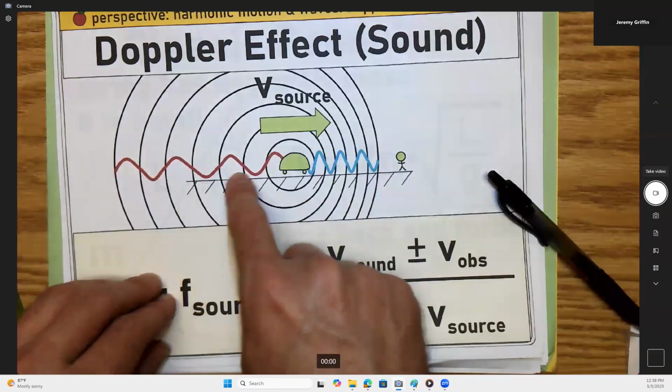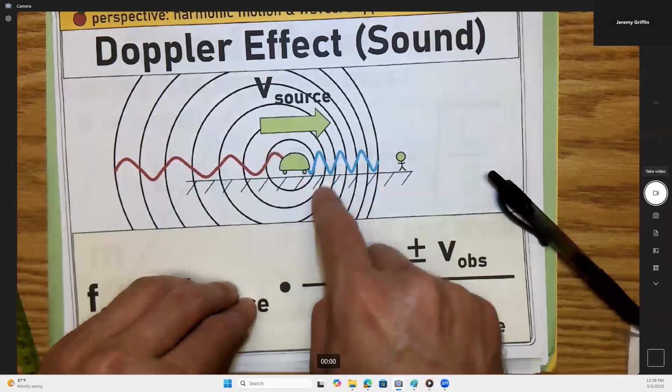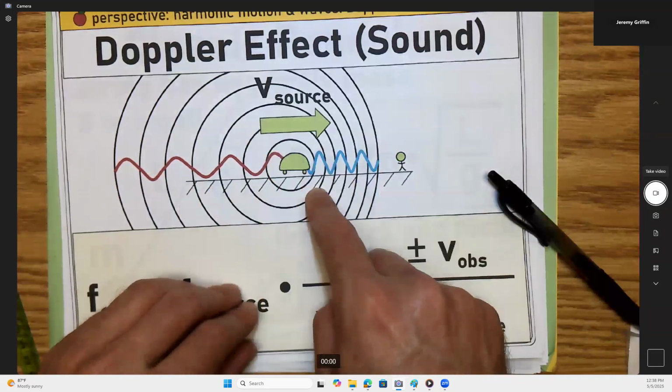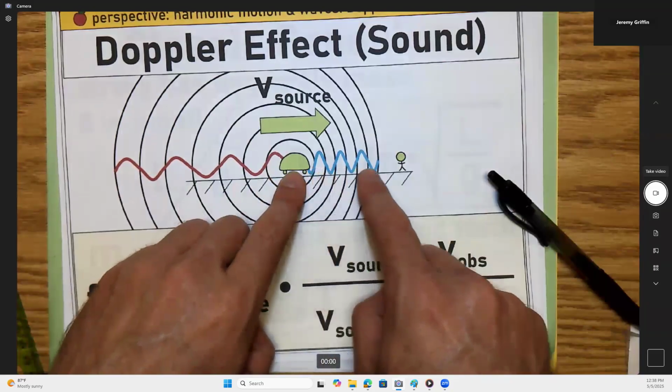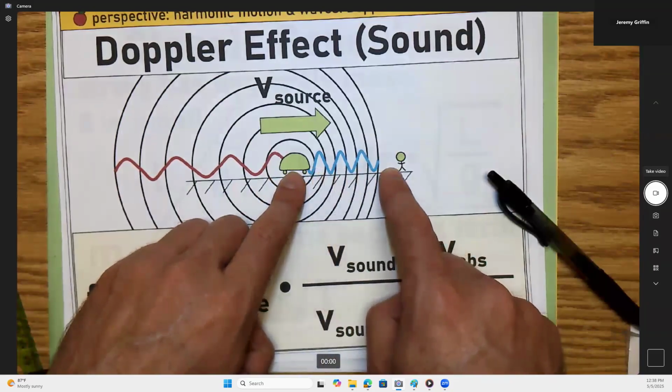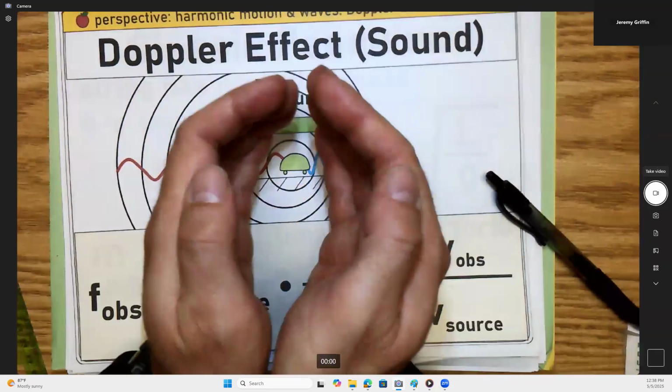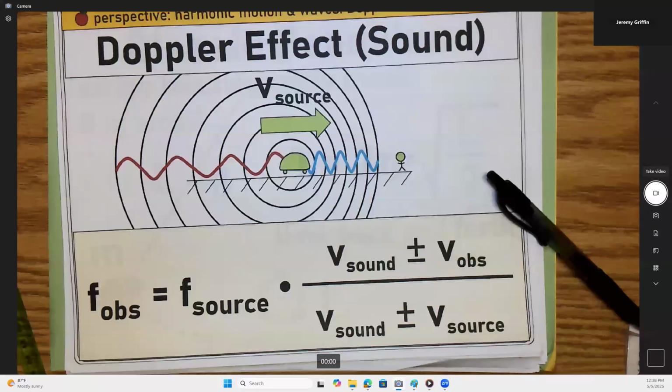Now let's put the bug in motion. Are these still circles? Yes, which means what about the speed? Does the speed of the water ripples change? Yes or no? Yeah, the speed stays the same, because once that ripple wave has been released into the medium, it just goes at whatever speed it's going to go.